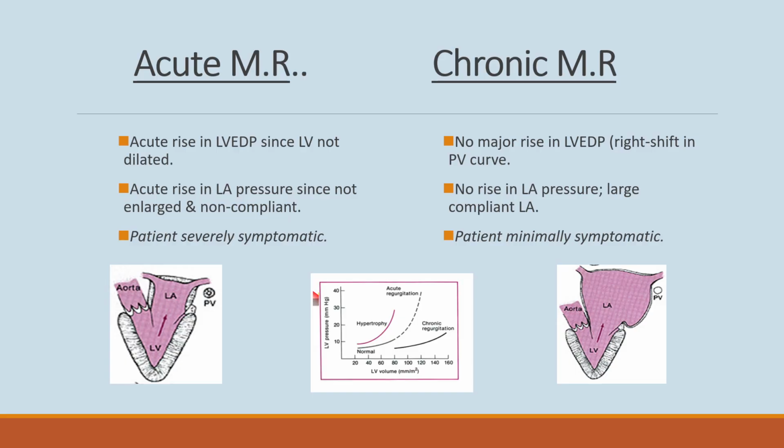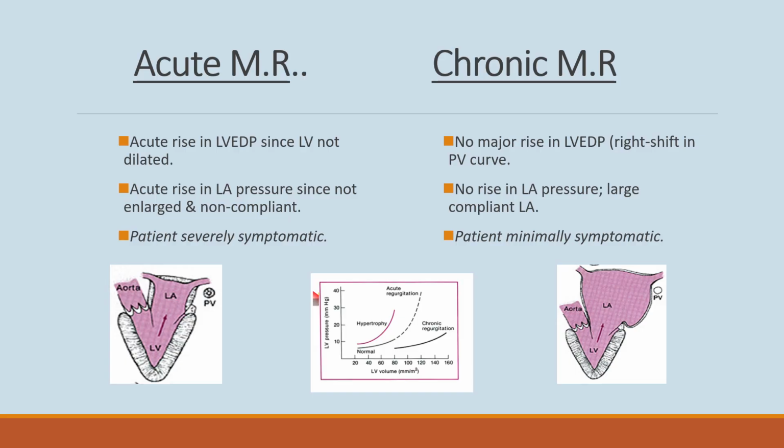So this is a sort of comparison between acute mitral regurgitation and chronic mitral regurgitation. First of all, look at the left ventricle, the curves in the middle, to remind you. You have an acute rise in LV-EDP since the LV is not dilated. Left atrium, also an acute rise in left atrial pressure since the left atrium is not enlarged and it's not compliant, and the patient is very sick.